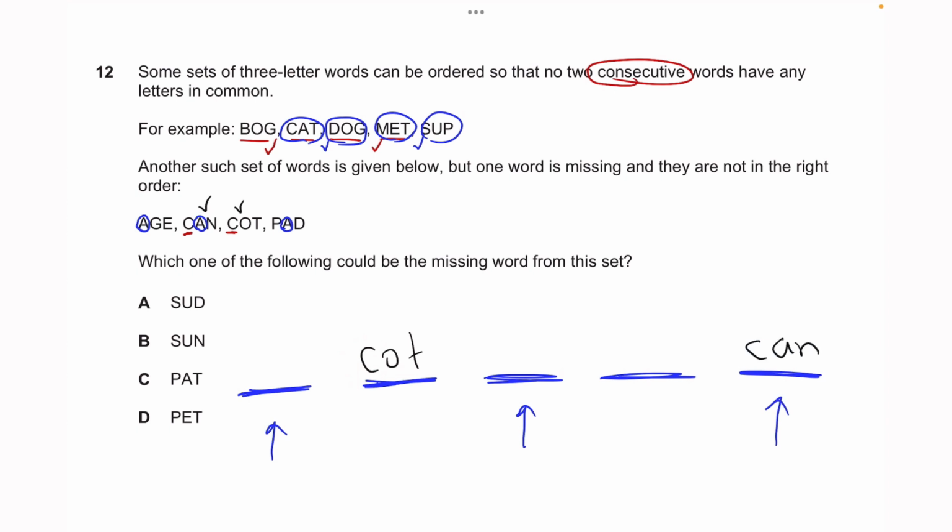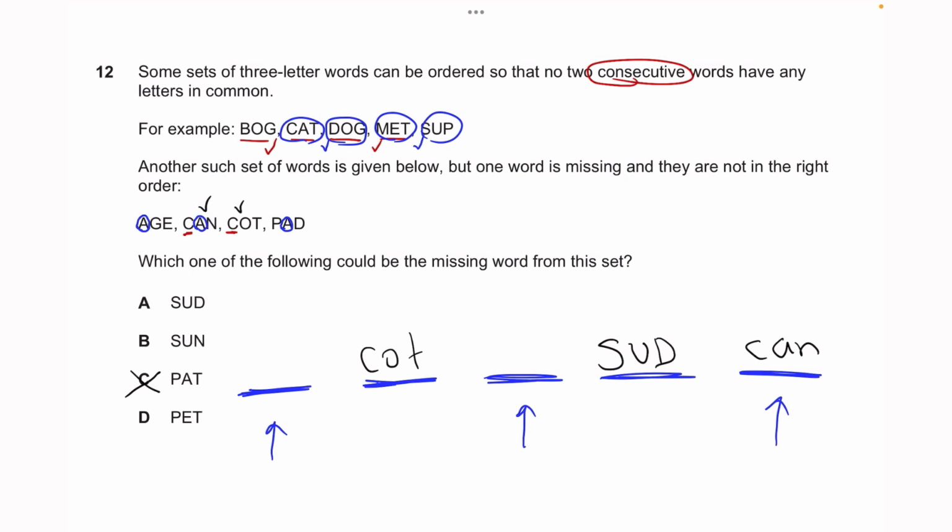We've still got pad and age. So we know that pad and age can't be next to each other, so it's going to be in one of these two positions, but we also need to fit in the word sud as well. Now, sud has to fit in here because that's the one that doesn't have an A in there. And if you have a look at that, that means we can't have C as our option as well. And so we can eliminate one of them straight away. And so if we put sud in our fourth position, that means sud is done.